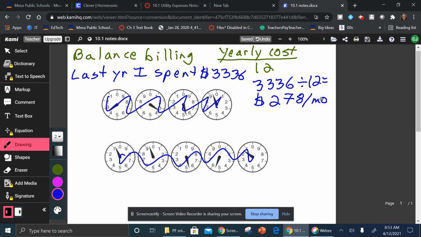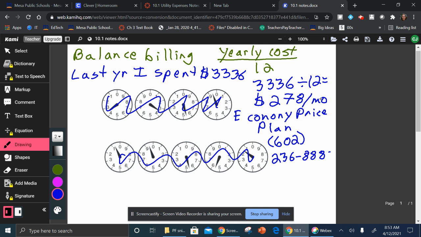So you can do the economy price plan. What that does is it helps so you don't get a huge bill in the summer. And the number for that is 602-236-8888. And our question for this is, how much is balance billing?